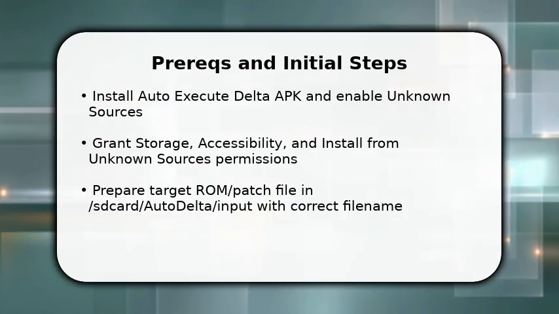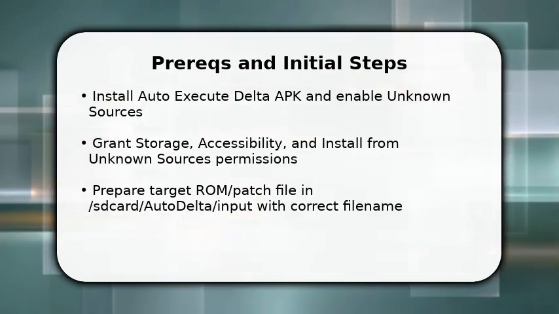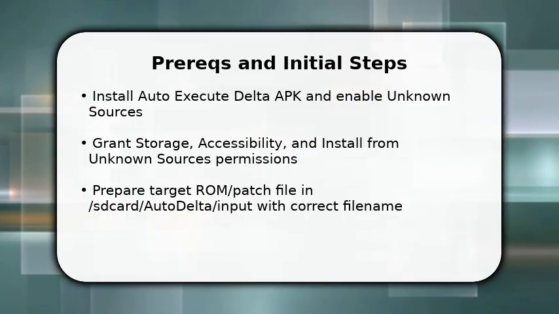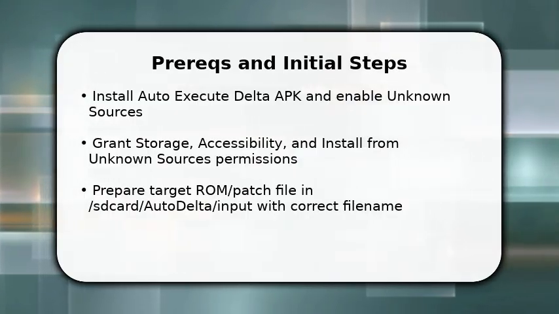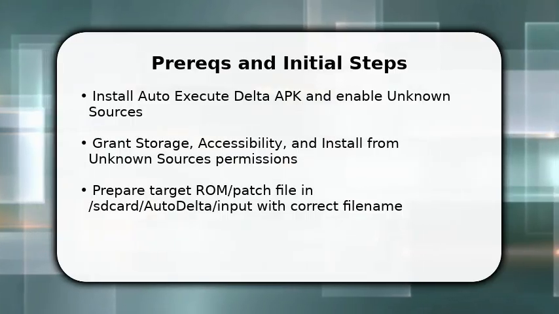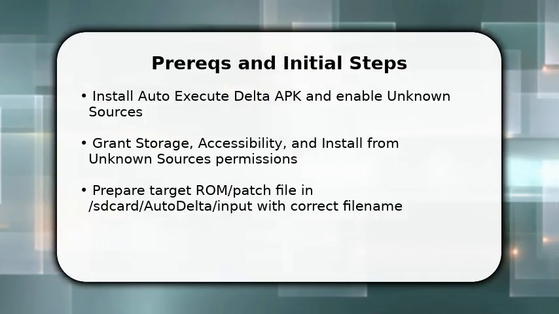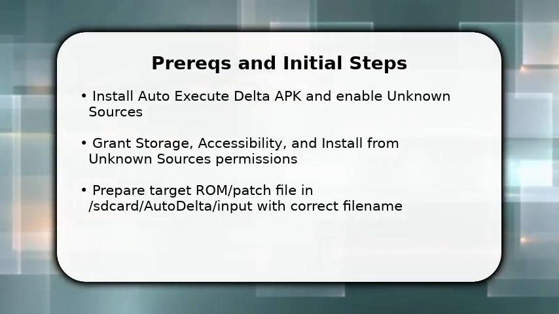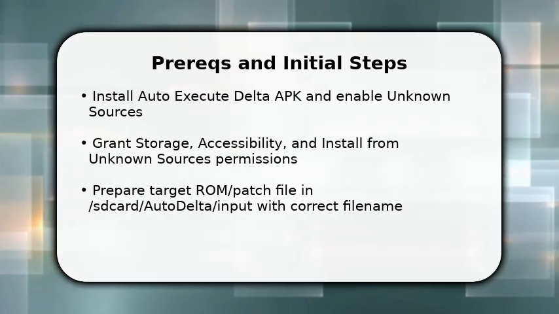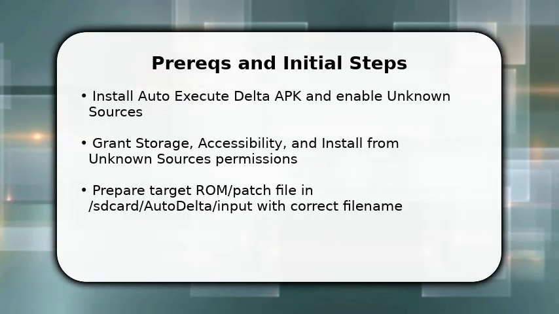You start by confirming prerequisites: APK installed, permissions granted, and the ROM or patch file placed where auto-execute Delta expects it. Once done, open the app and run the built-in checker to validate file integrity and version compatibility. Make sure to enable accessibility service for automation. This lets the app simulate taps. Also allow background execution and battery exemption so long tasks won't be killed.